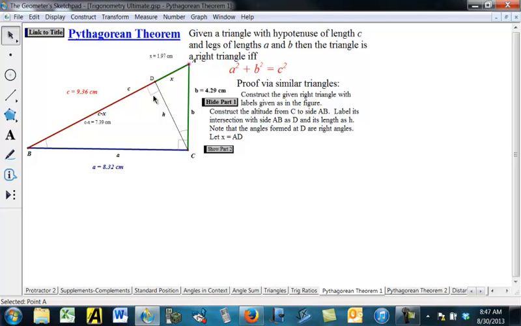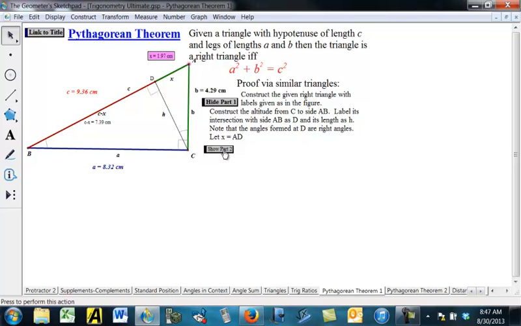Now let's let x be the distance from A to D, and then that makes C minus x the distance from B to D. And we'll call h the height of this triangle from D to C. So notice we have right angles, actually two right angles here at D, and a right angle for the bigger angle at C.